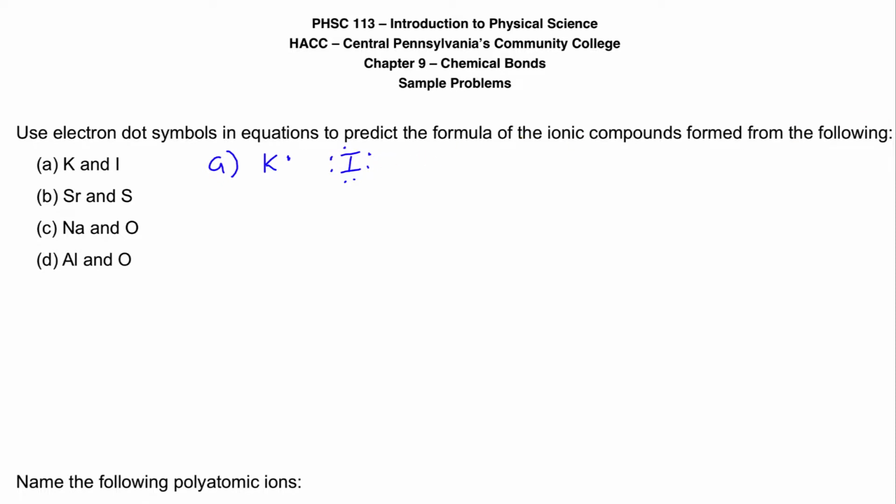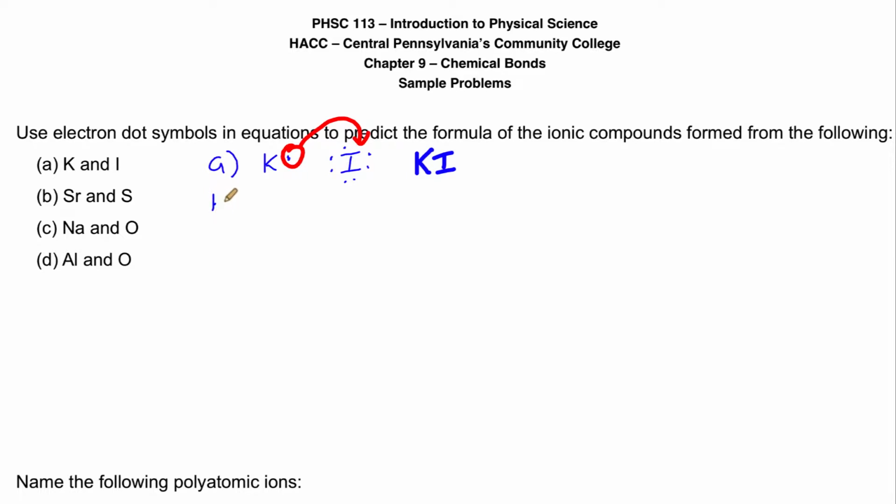Now this makes it very easy to combine because the one electron here can then combine with the empty space in iodine, and that simply gives us potassium iodide, KI. So that's the first one, and that's all you need for the very first problem here. So let's move on to the second one that we want to look at here.